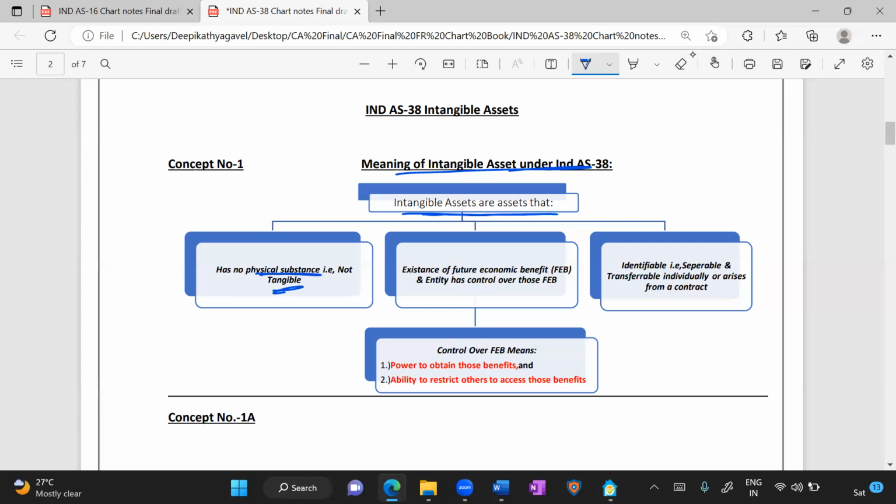And the second point is that there should be an existence of future economic benefit, right? Obviously, if I'm having an intangible asset, what is my objective? To have a probable future economic benefit out of it. And the entity should have control over that future economic benefit. Now, what do you mean by control over the future economic benefit? The standard very clearly clarifies that also.